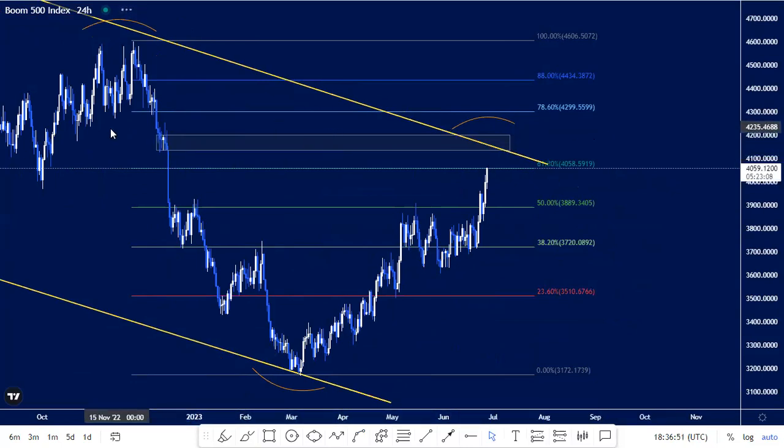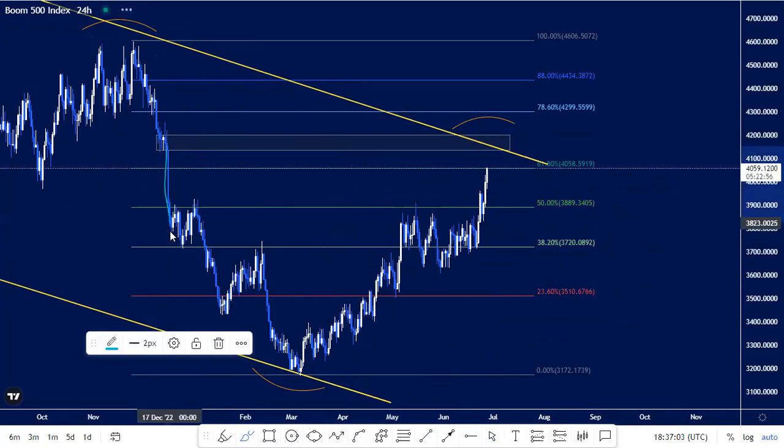So this is a supply zone. And according to our laws, supply zones are where institutions mostly prefer to sell from. If you check, it's from this supply that this huge move started. Most probably this market is going to come back into that same supply and give us something like this down.